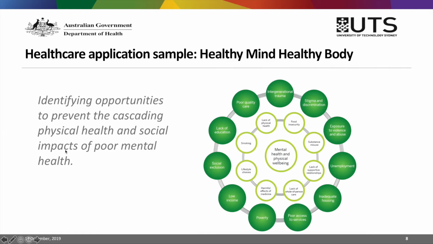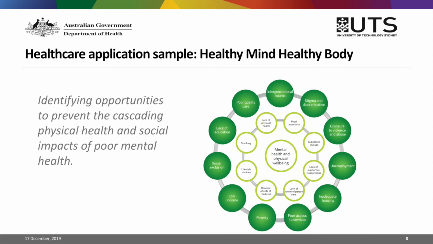Finally, I would like to take a real-world healthcare application as an example. Our proposed framework is expected to contribute to a real-world project called Healthy Mind, Healthy Body. In short, studies in Australia and other developed nations show that life expectancy is shortened by up to 30% for clients of public mental health services compared to the general population. Mental health is a key priority for Australian governments.